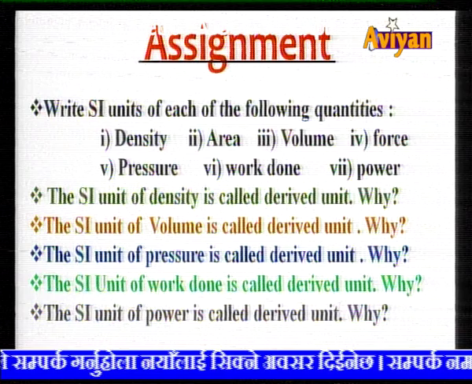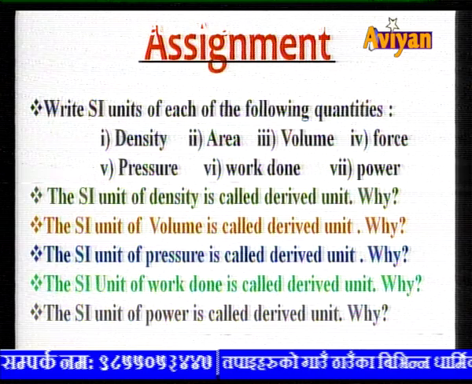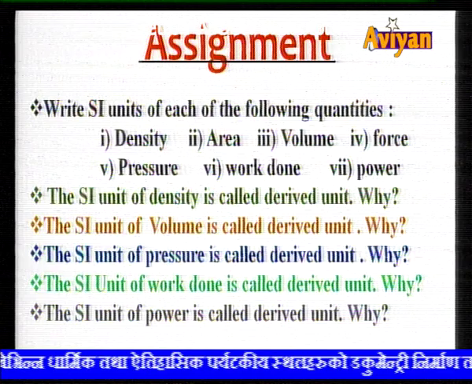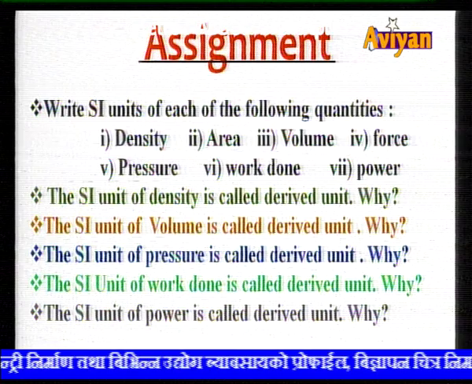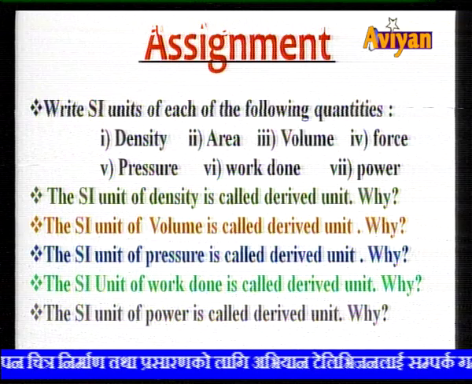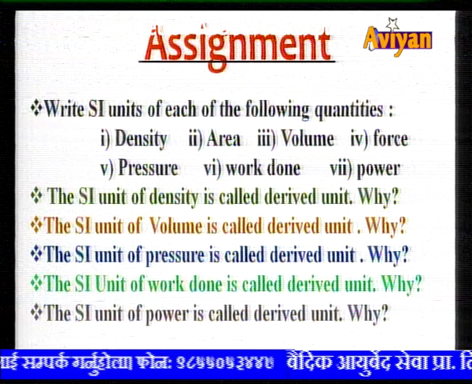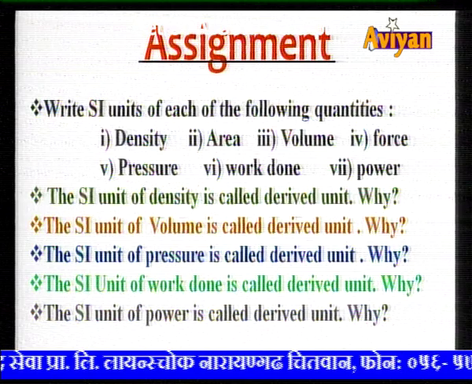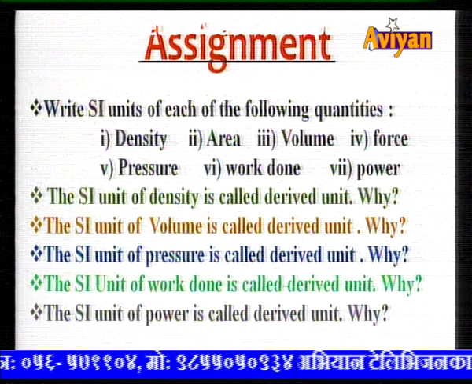You can see there are together six questions. The very first question: write the SI units of each of the following quantities. There are six or seven quantities listed there: density, area, volume, force, pressure, work done, power. You have to write all the SI units in your own way. You can deduce them yourself also, like I did before. Second is, the SI unit of density is called a derived unit. Why? That was presented here as an example. You can copy down from there also, but it is better if you understand well yourself, then you do it yourself.